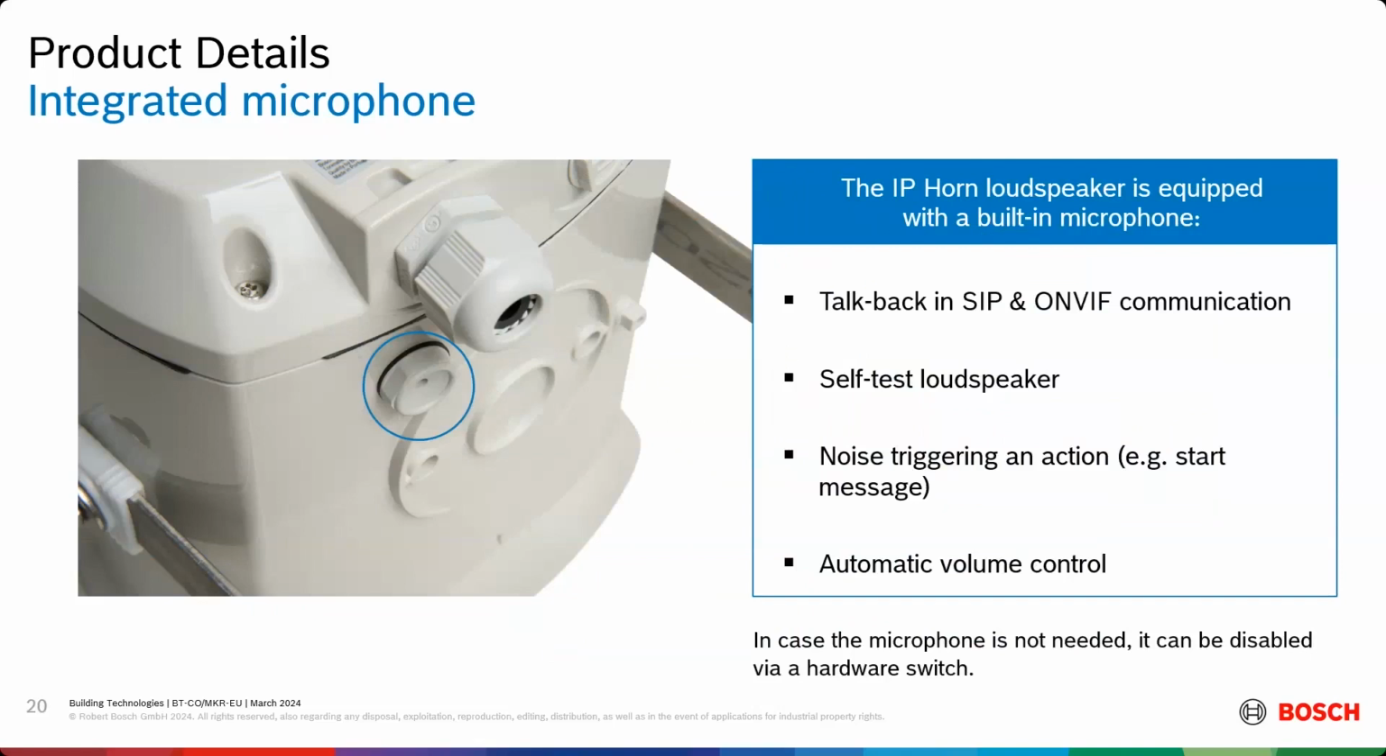Here you can see the built-in microphone of the IP horn. It can be used for SIP and ONVIF communication and for testing the loudspeaker. Also, noise detected by the microphone can be used to start an action like playing a message. And it can be used for automatic volume control. If the microphone is not needed, it can also be disabled via a hardware switch inside the loudspeaker.